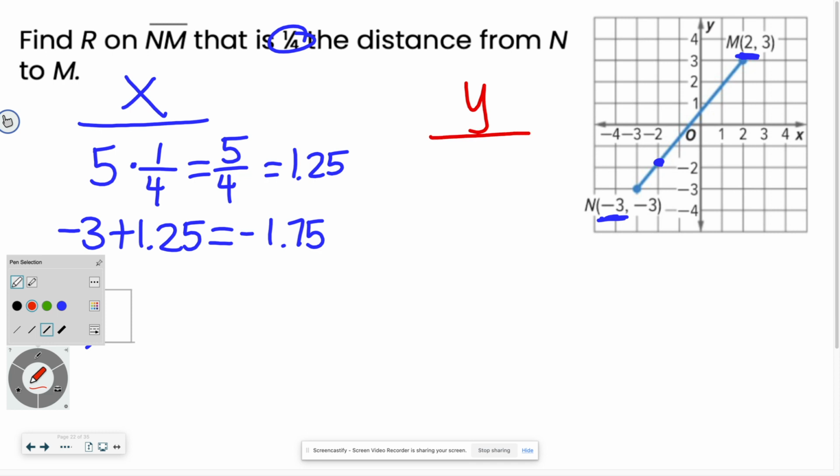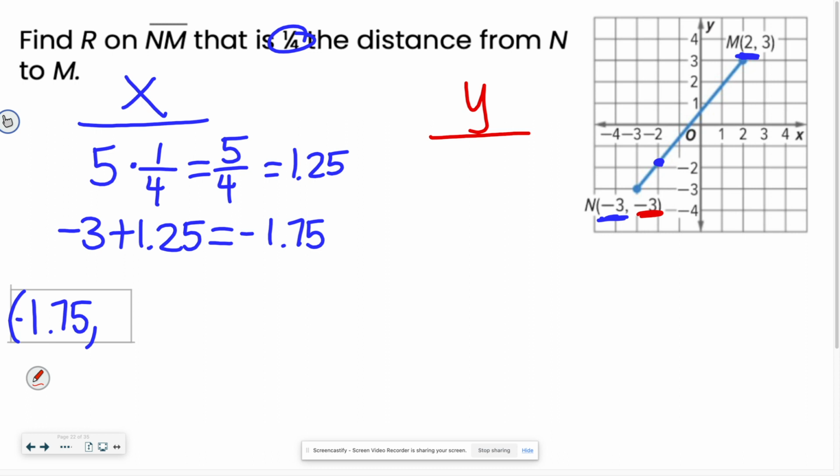First, we have to figure out the distance part. 6. -3 to 3 is 6 away. 6 times 1/4 is 6 over 4, or 3 over 2. Which is what as a decimal? 1.5. We're okay there, right? Yeah. Okay.